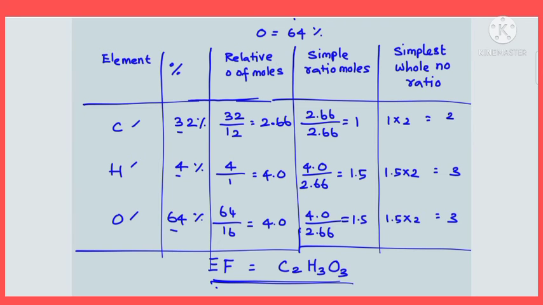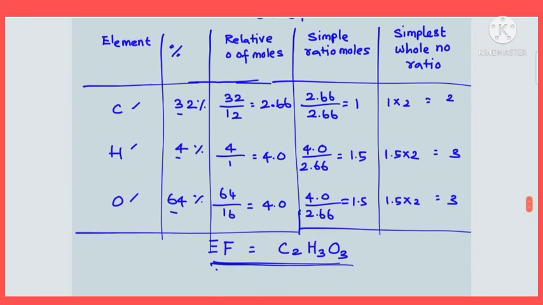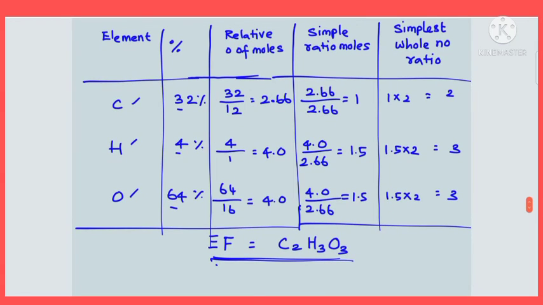To find the relative number of moles, I divide the percentages by the respective atomic masses: 32 by 12, the atomic mass of carbon, 4 by 1 for hydrogen, and 64 by 16 for oxygen. I am getting 2.66 for the first one, and 4 and 4 for the second and third. Which is the smallest number among these? 2.66. So divide all three numbers by 2.66. 2.66 divided by 2.66 gives 1. Then 4 divided by 2.66 gives 1.5. The last one also gives 1.5.